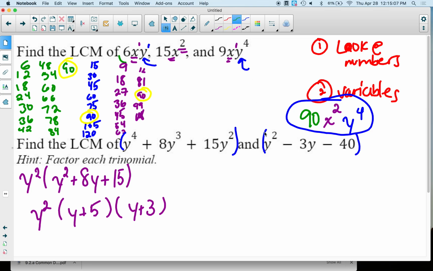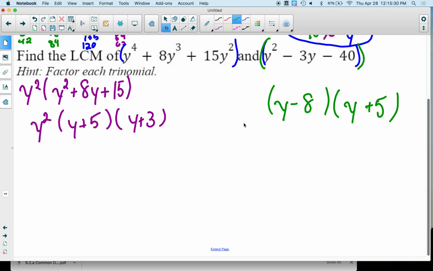All right, and now let's work with our other one. y squared minus 3y minus 40. What does that factor into? You can use the AC method. You can use guess and check. We should find out that this factors into y minus 8 and y plus 5.